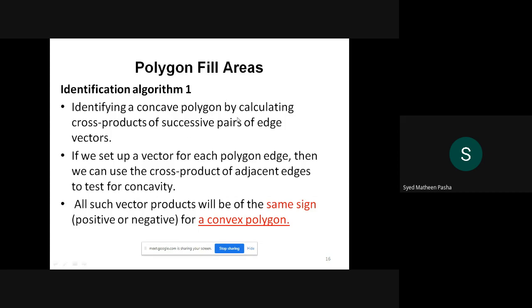We'll just study the theory part. If we set up a vector for each polygon edge, then we can use the cross product of adjacent edges to test the concavity. This basically tells you how to identify the concave polygon. In the next point, all such vector products will be of the same sign, that is positive or negative, for a convex polygon. If you are implementing identification algorithm 1, the products of those vectors having the same sign, positive or negative, indicates it is a convex polygon.